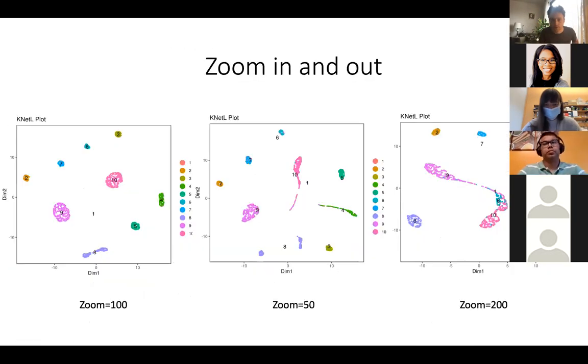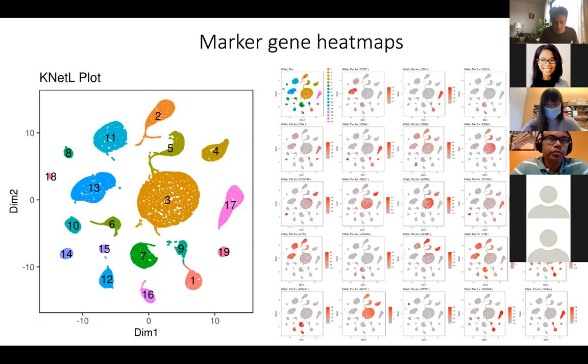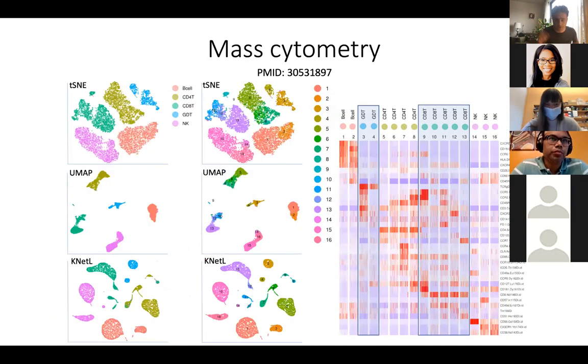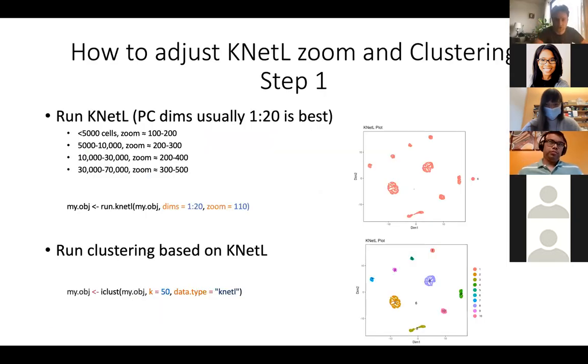In fact, there's a tool called PAGA that I got the idea from. They had abstract networks, but that's totally different from the KNetL map method. Anyway, we just wanted to show the global structure side by side. So here we are. We run KNetL map.